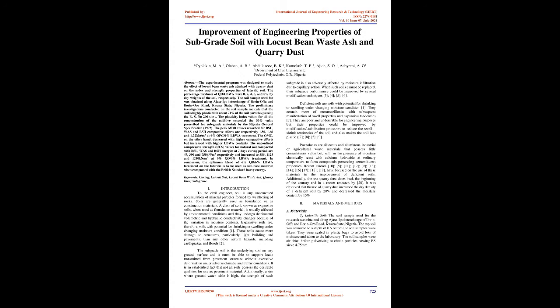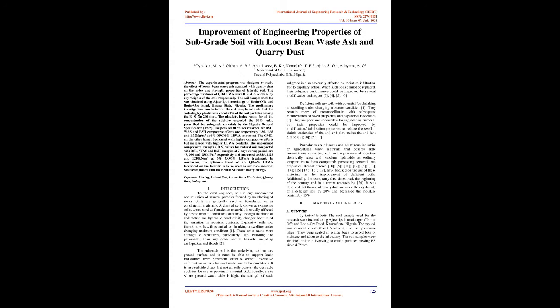In conclusion, the optimum blend of 6% QD/6% LBWA treatment on the lateritic soil is to be used as sub-base material when compacted with the British Standard Heavy Energy. Keywords: curing, lateritic soil, locust bean waste ash, quarry dust, subgrade.